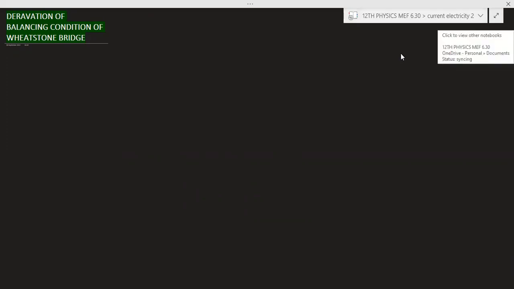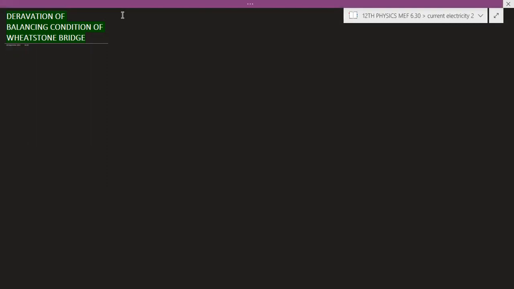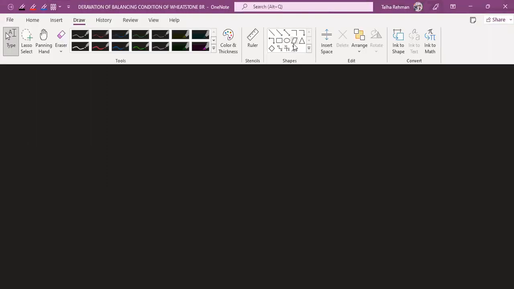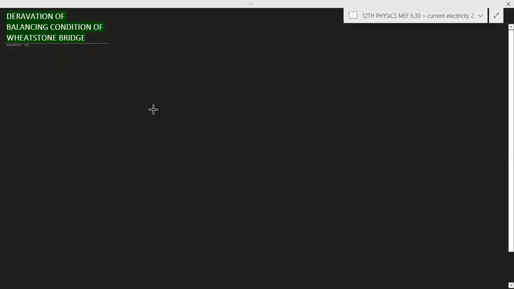Wheatstone bridge, and what is the balancing condition of Wheatstone bridge. But today we will prove the balancing condition of Wheatstone bridge. So Wheatstone bridge is the combination of five resistances like this.